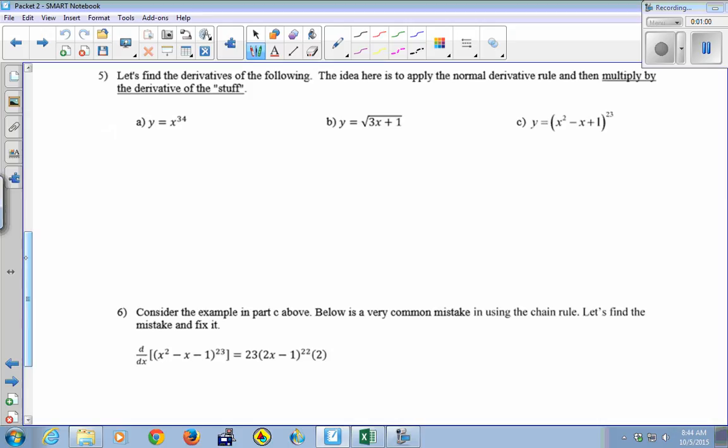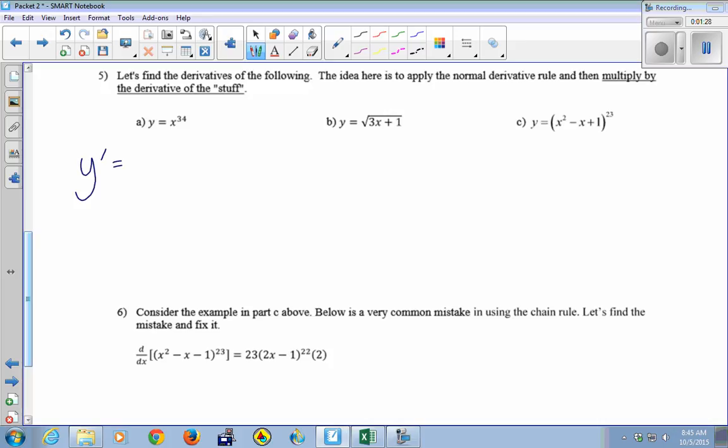All right, so I've got 3 examples here. We're going to take the derivatives of these 3 functions by using the chain rule. So the idea here is apply the normal derivative rule and then multiply by the derivative of the stuff. So here's something you already know how to take the derivative of. Y equals x to the 34th, right? So y prime, I'm going to apply the power rule. My normal derivative rule would be the power rule here.